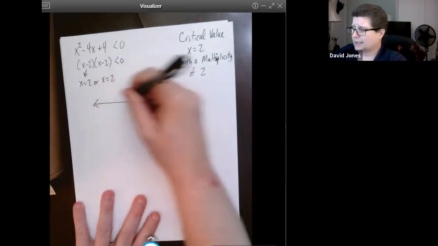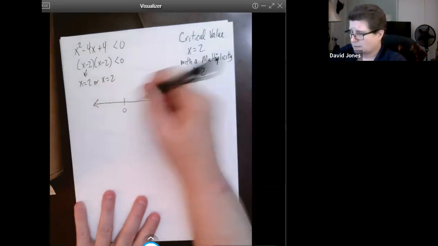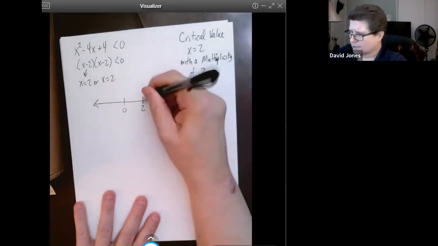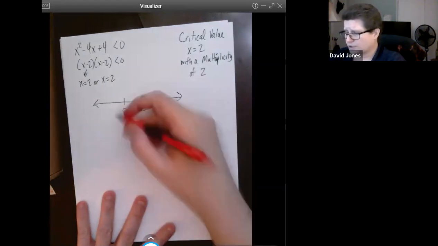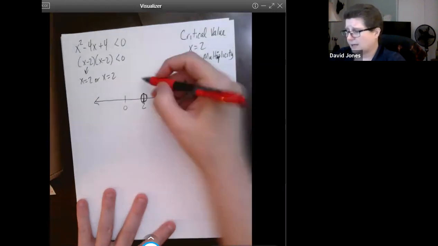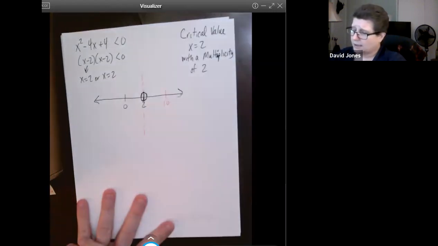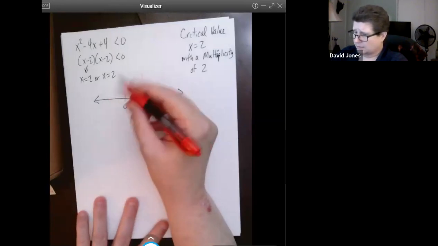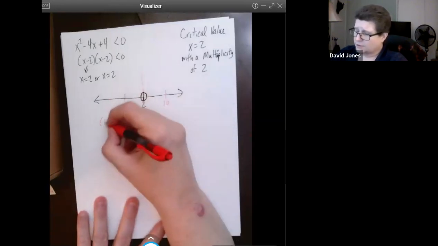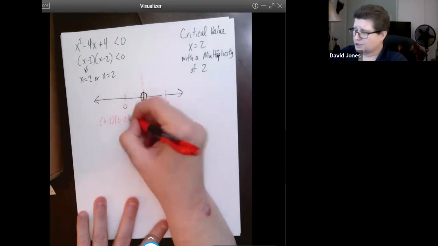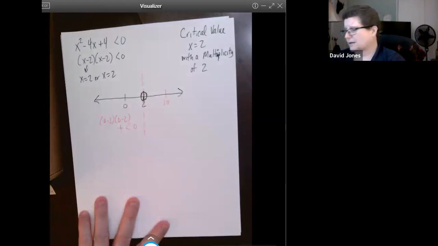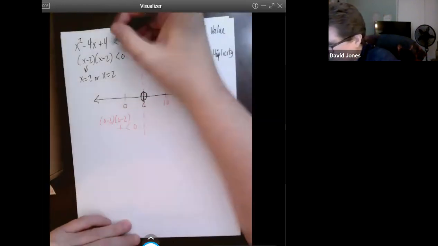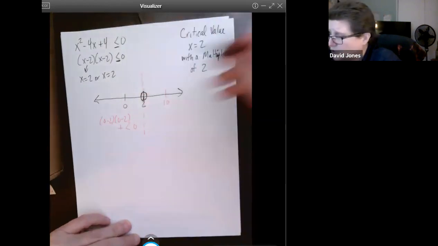So if I do my number line, my only circle is at 2. And I can test both regions. So I'll use 0 and maybe 10. I got 2 regions. 0 minus 2, 0 minus 2. This is a positive. It's less than 0. Nothing. You know what? I'm going to make this less than or equal to, so that we fill it in.